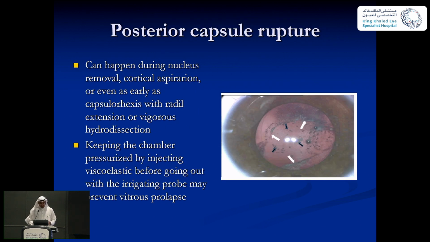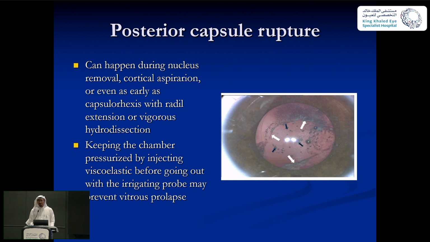Posterior capsule rupture, this is the most fearful complication of cataract surgery, and it can happen during any stage of the procedure. It can happen during nucleus removal. It can happen during cortical aspiration, or even as early as capsulorhexis with radial extension. If there is radial extension, it can go all the way to the posterior capsule.